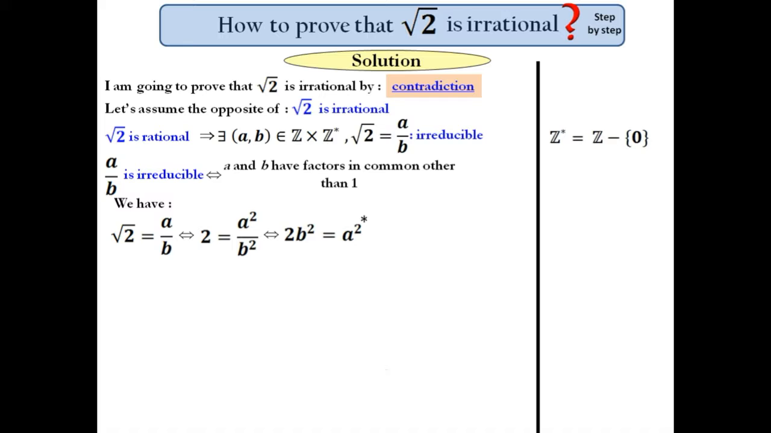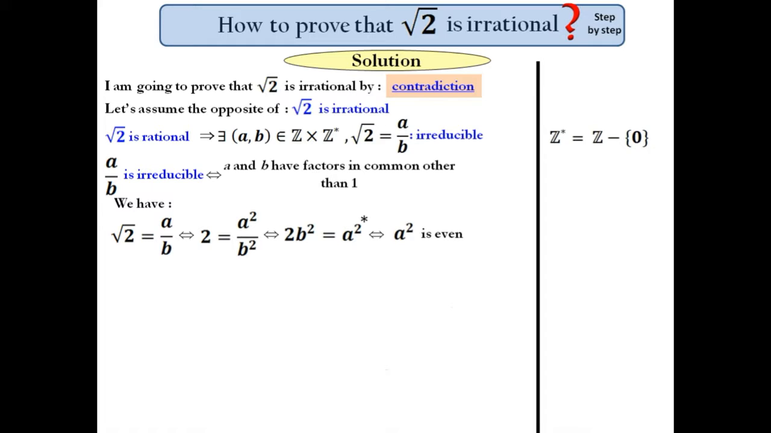Now, what does this tell us about a squared? Well, a squared is some number b squared times 2. So anything times 2 is going to be an integer. We assumed b is an integer, so b squared must be an integer, and so you have an integer times 2. Well, that must give you an even integer. So this a squared must be even.